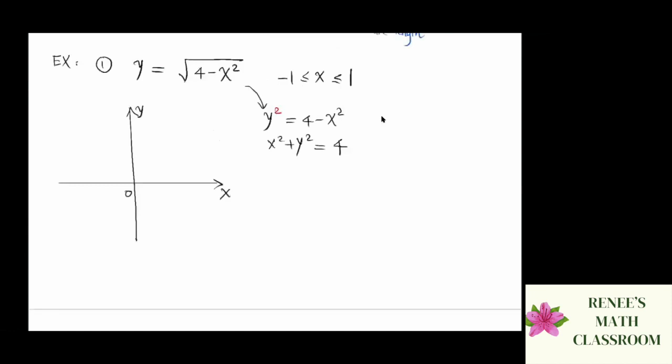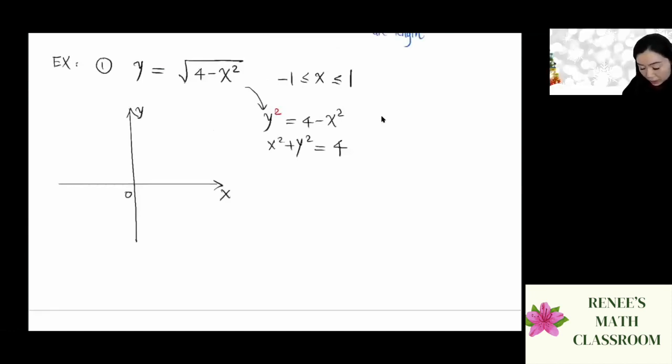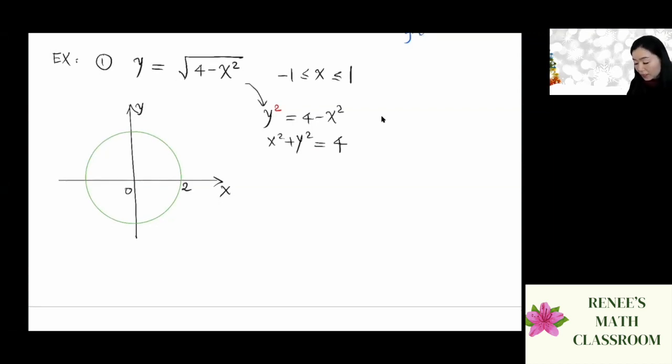So the radius is 2. I'm going to draw the circle. So radius 2, so that will be the 2 over here. Now this is only part of the circle. So y equal to the positive root, so it's only the upper half, right? And then x goes from negative 1 to 1. So here it is negative 1, and here is 1. So from here to here. So we only get part of it, only this part right here.